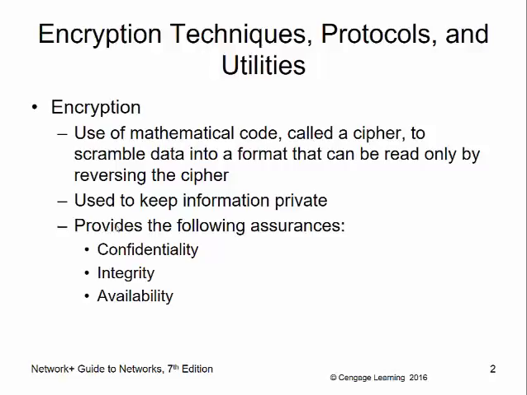Well, encryption is the scrambling of information so that it can only be read by the intended recipient. It actually provides what's called the CIA triad: confidentiality, integrity, and availability. Confidentiality, which means keeping secrets secrets. Integrity, making sure that it's not changed. And availability, that it's available to whoever needs it when they need it.